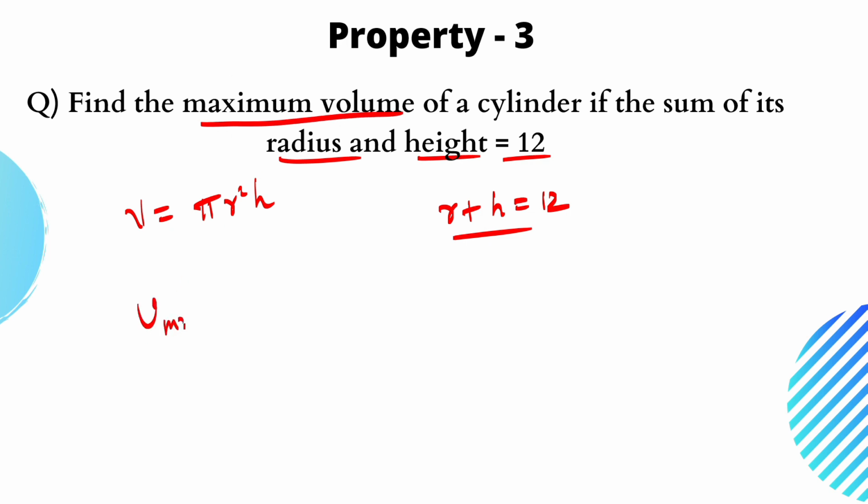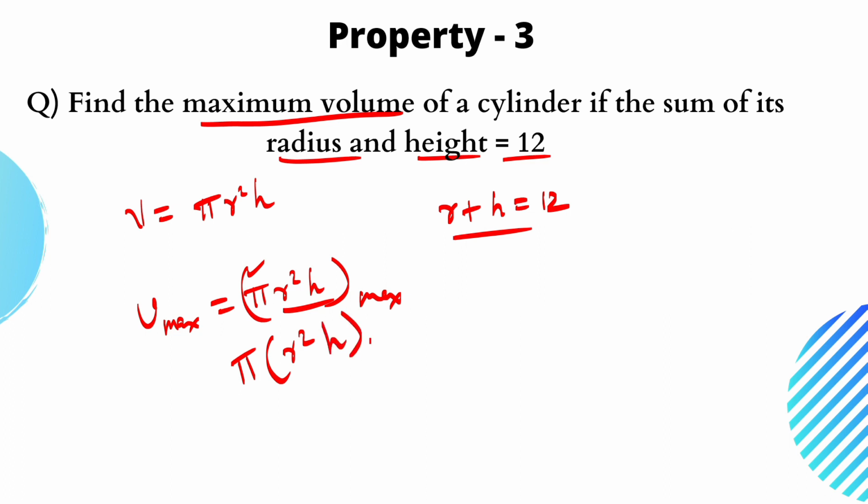So maximum volume is pi r square h maximum, right? And if you observe, we cannot maximize the value of pi. This is constant. We cannot maximize this. The only thing that we can maximize is r square h, right? So r square h can be maximized.